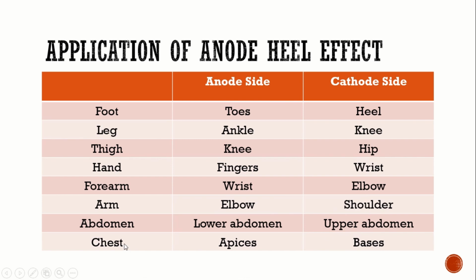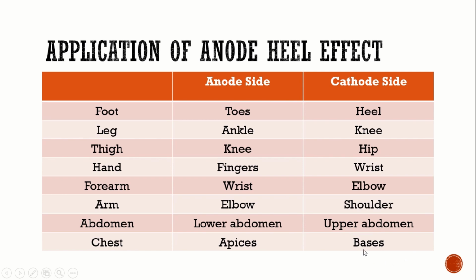For abdomen, the upper abdomen is considered to be thicker because of the presence of the diaphragm and the large liver. So remember, the liver is our largest internal organ. That makes the upper abdomen thicker than the lower abdomen. So the upper abdomen should be on the cathode side. While for radiography of the chest, the bases where the diaphragm is located should be under the cathode side. So the cathode side should be over the bases.